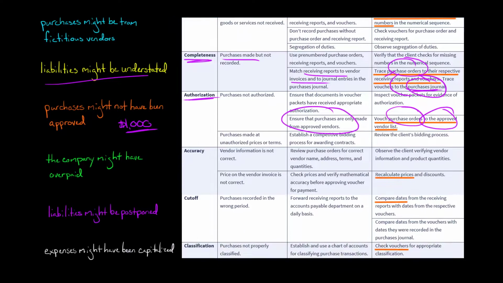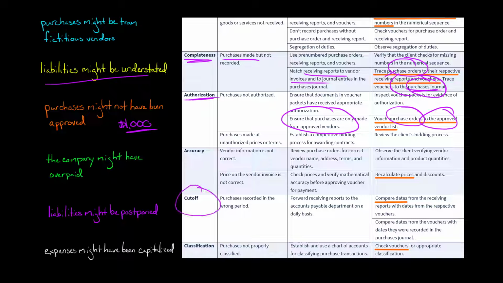Okay, now, just the accuracy assertion. We'll discuss that. What is the concern here? For example, the company might have overpaid the vendor. So what could the auditor do? Well, the company should be verifying the mathematical accuracy before they're approving the vouchers for payment. So the auditor could select a sample of vouchers, for example, recalculate what the prices are, make sure to take into consideration the applicable discounts, and verify that actually the correct price was paid.